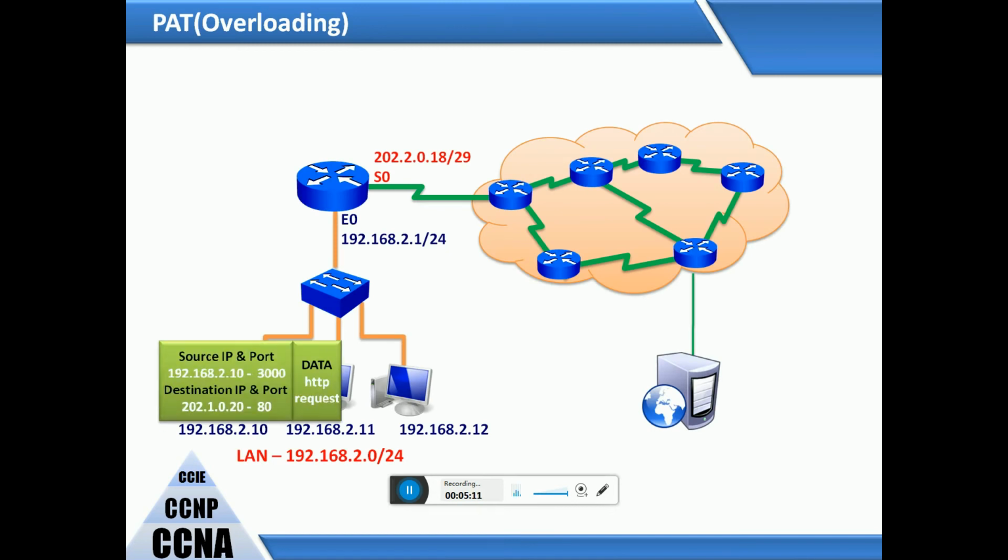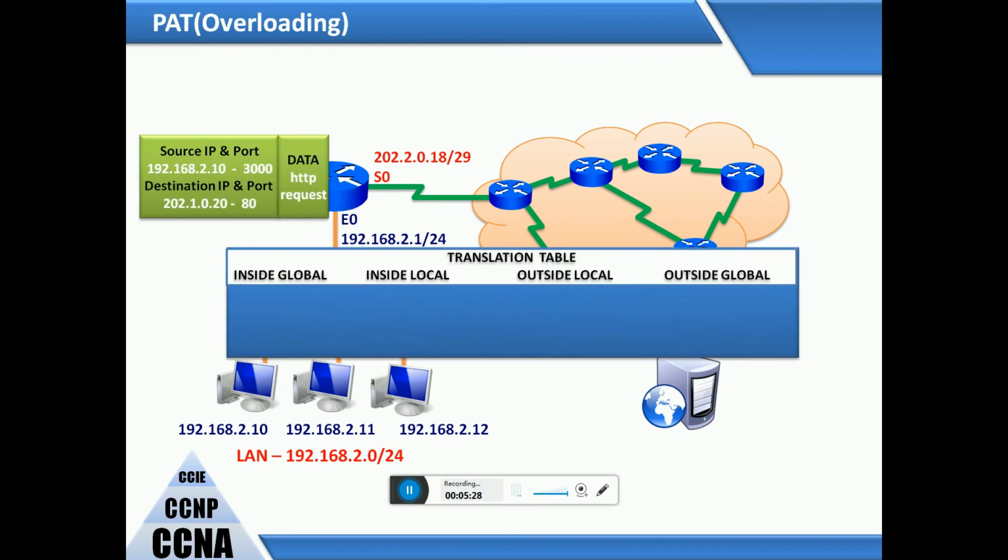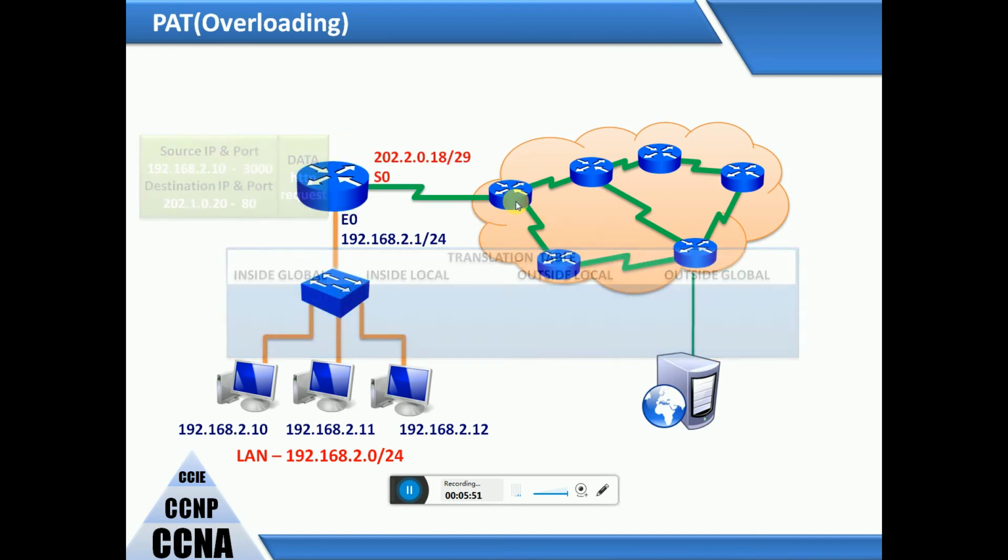This is overload. The source data is 192.168.2.10 and the destination IP is 192.1.0.20. This HTTP request data is sent from the client to the switch and router, and it changes the 192.168.2.10. After that, the router input is given and the output comes as 192.2.0.18. After that, this data is transferred through the switch and router.